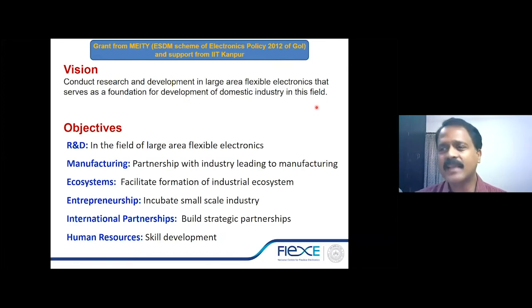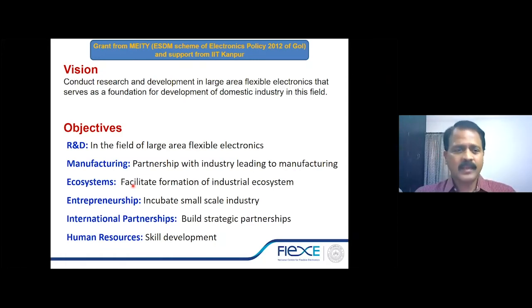What I would like to emphasize is that the vision statement of the center has the word industry in it. In order to realize this vision, there are several objectives. One, of course, is to have R&D in the field of large area flexible electronics so that potentially it leads to manufacturing with the industry. At the same time, our objective is to facilitate the formation of the industrial ecosystem. And let me elaborate on this.